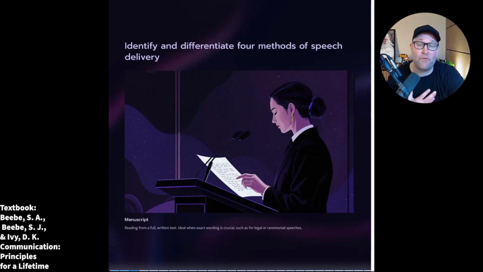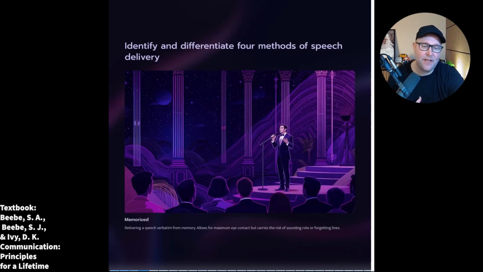Manuscript is reading from a full text, ideal when exact wording is crucial, such as for legal or ceremonial speeches. Memorized is delivering a speech verbatim from memory. It allows for maximum eye contact, but carries the risk of sounding rote or forgetting lines.